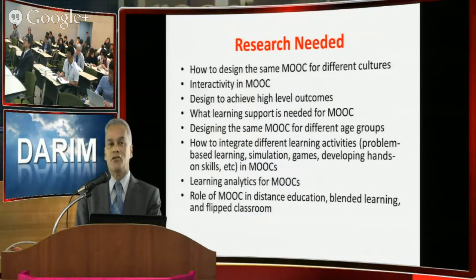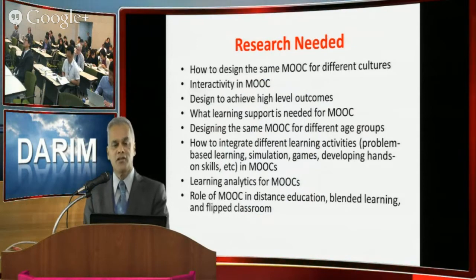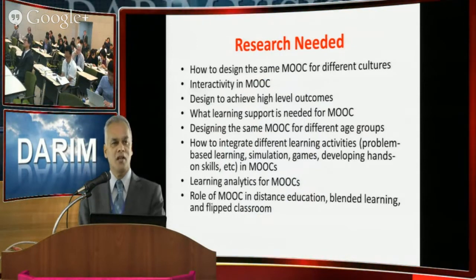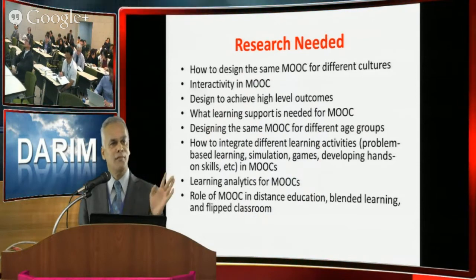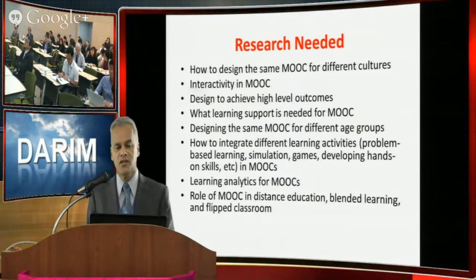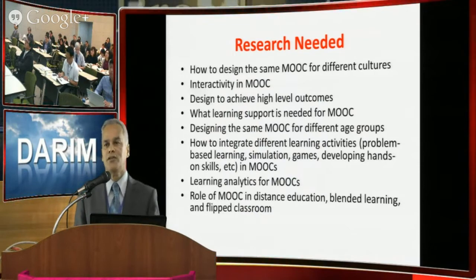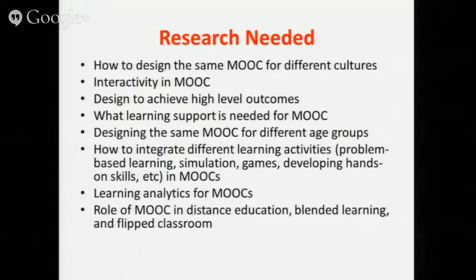Research needed. For those who are looking for a research topic: how to design MOOCs for different cultures. How do you design the same MOOC for different cultures? Because you have people in many countries taking MOOCs. How do you build interactivity so you have high-level learning in a MOOC? What learning support is needed for MOOCs? How do you design a MOOC for different age groups?